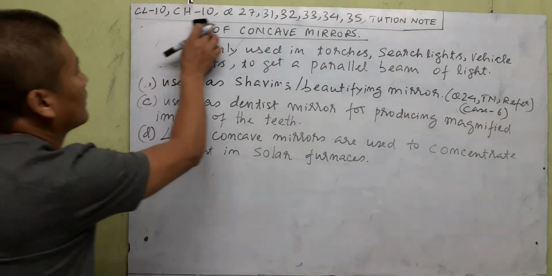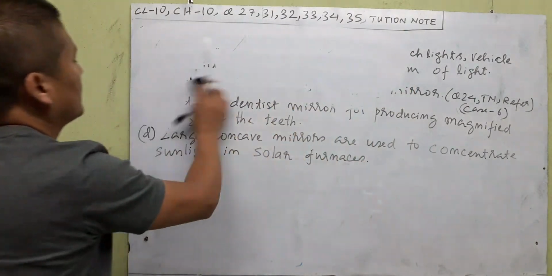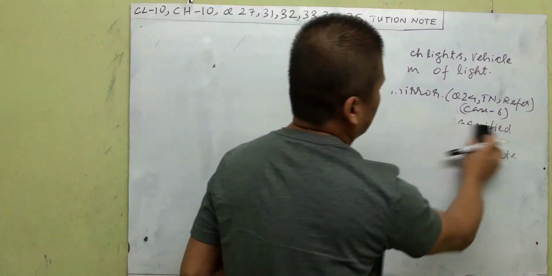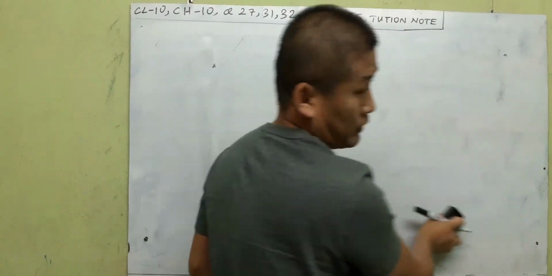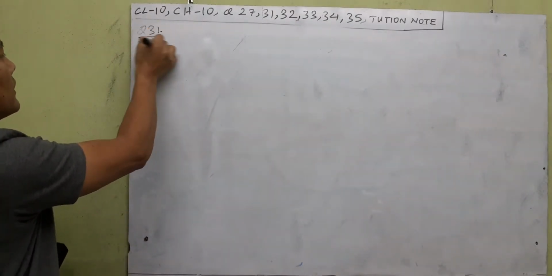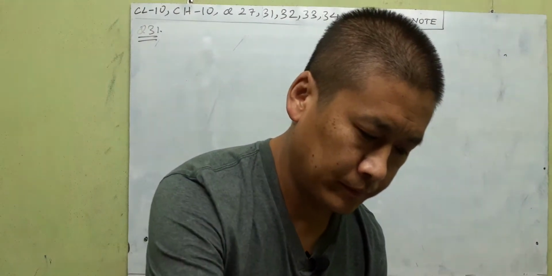Let us go to the next question, 31. Question 30 you just read yourself, that is like a GK question, so there is nothing to explain. So question number 31, let us go and see what this is.